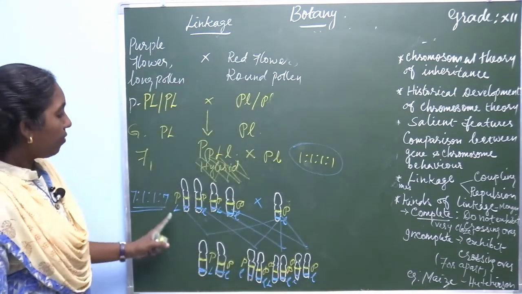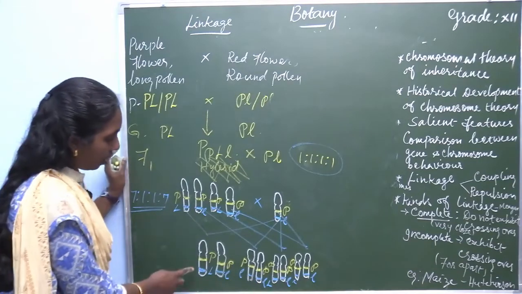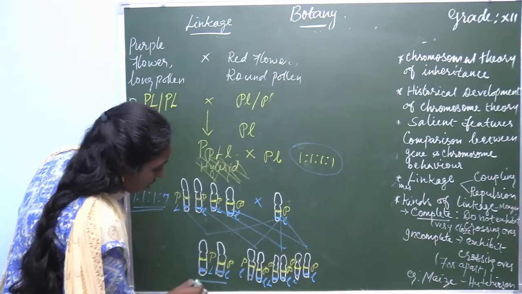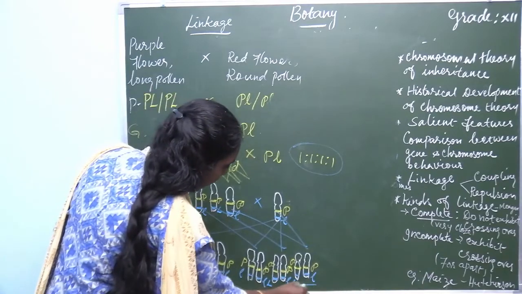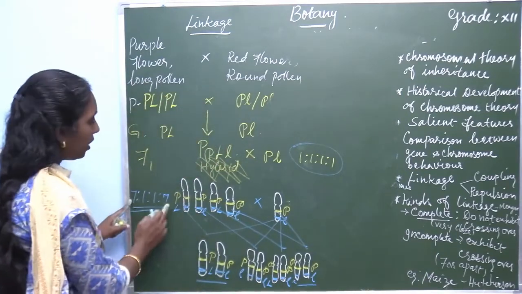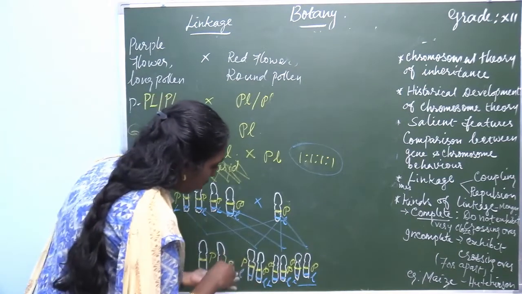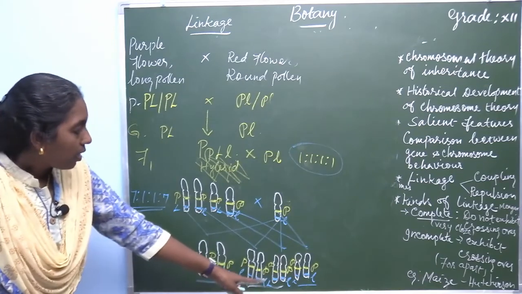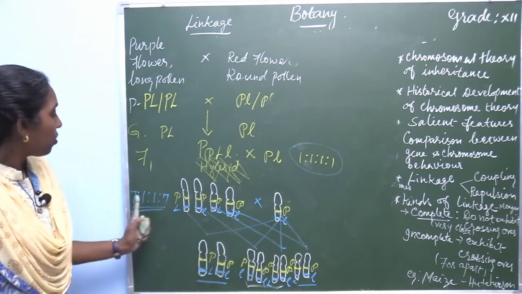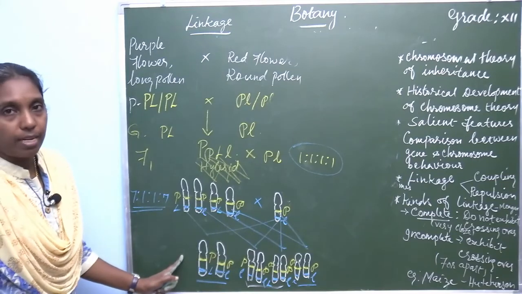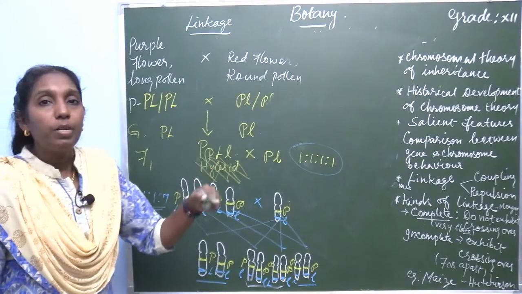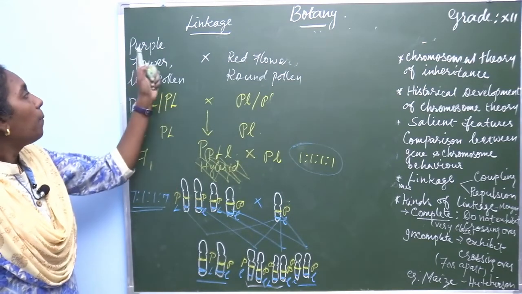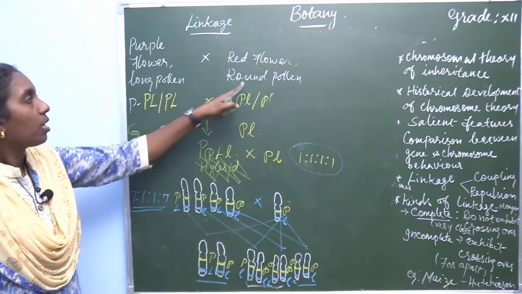So the parent form is purple flower with long pollen, this one, capital P, capital L. So this and this parental forms increase, and these two are the recombinant forms. So for linked genes, this coupling ratio is 7:1:1:7. Then repulsion.